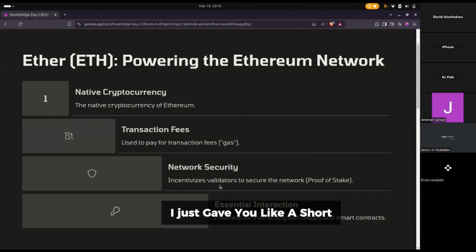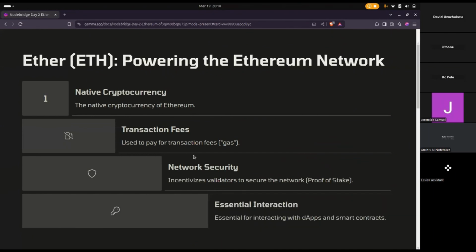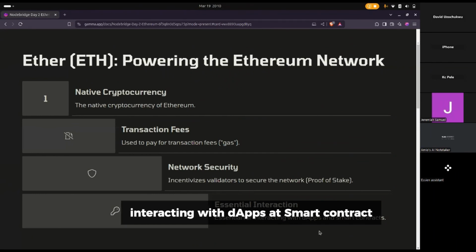I just gave you a short overview of how it actually works. Ether is just the native currency for doing anything on Ethereum. So it now says essential for what? Interacting with dApps and smart contracts.